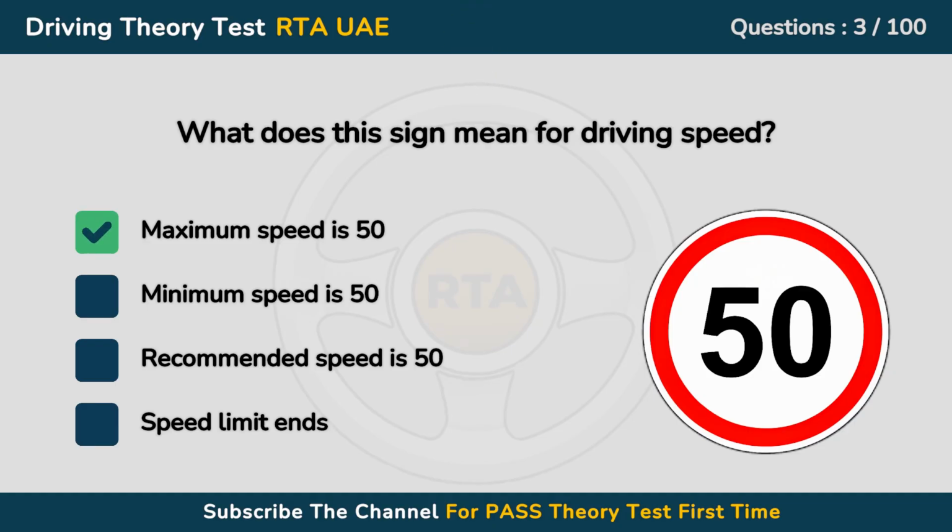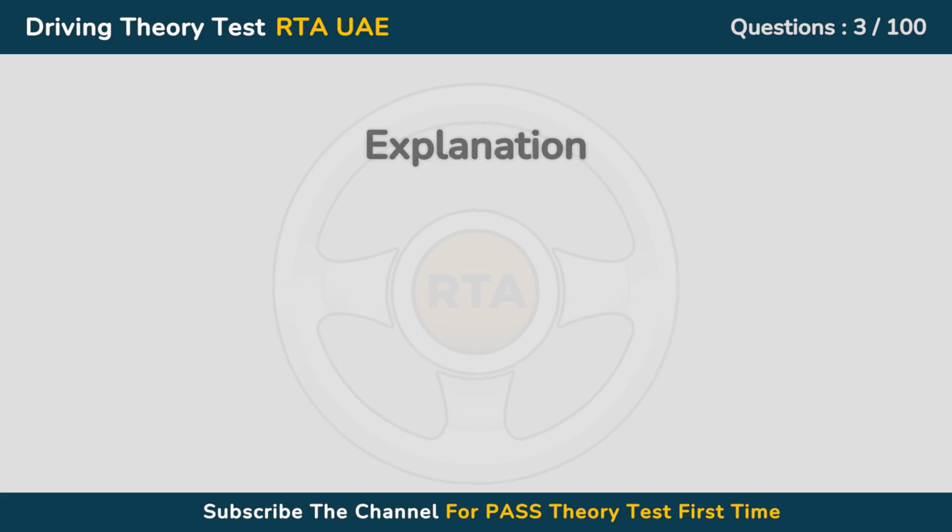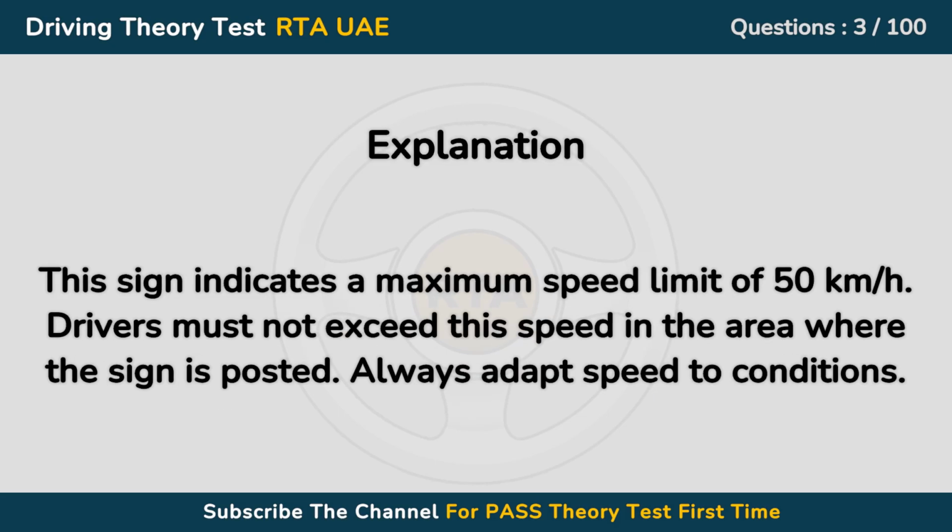Answer is A. Maximum speed is 50. This sign indicates a maximum speed limit of 50. Drivers must not exceed this speed in the area where the sign is posted. Always adapt speed to conditions.